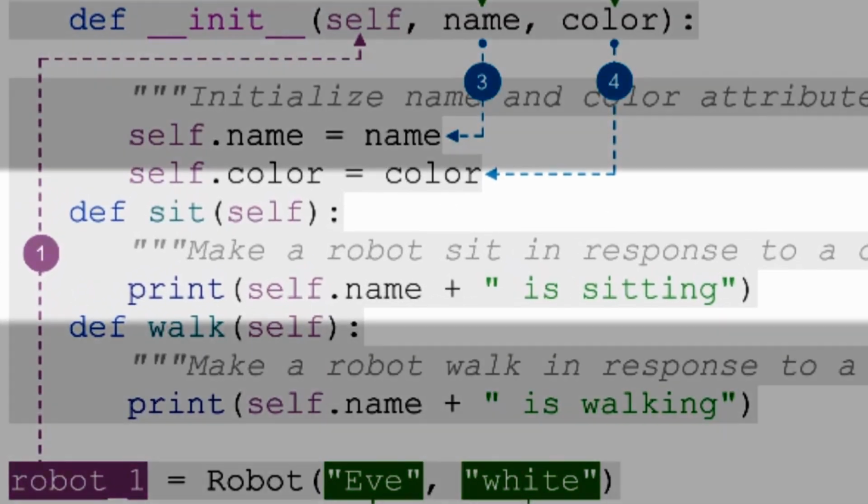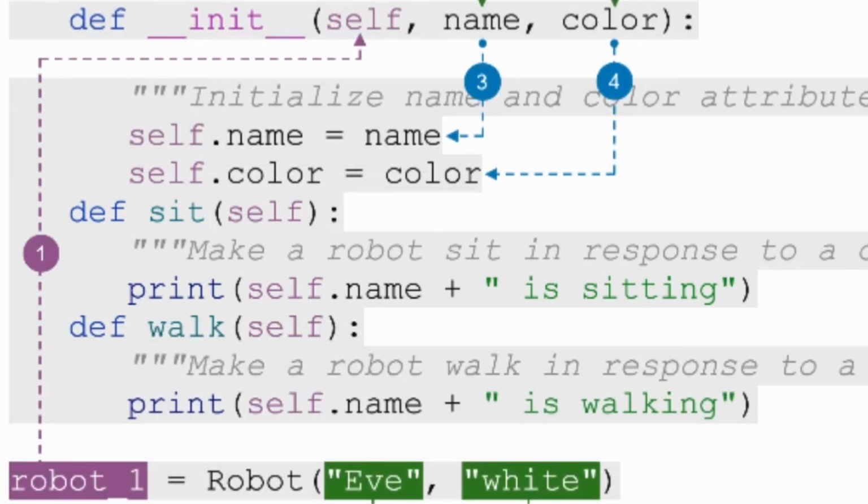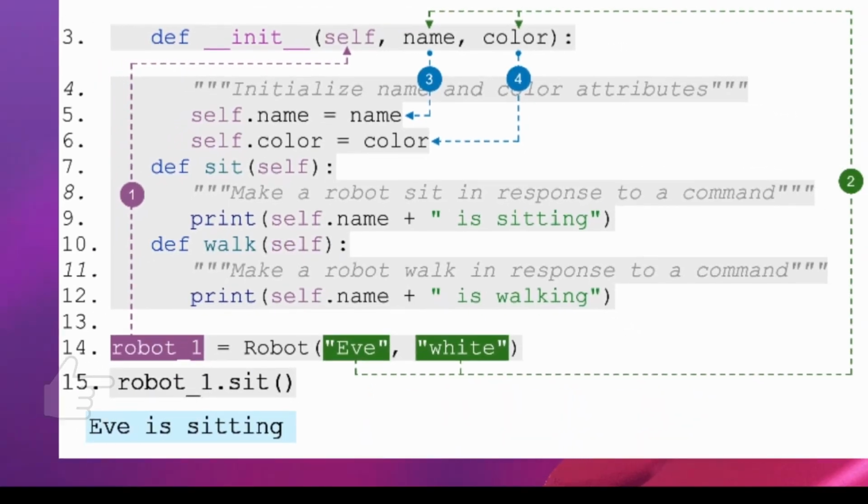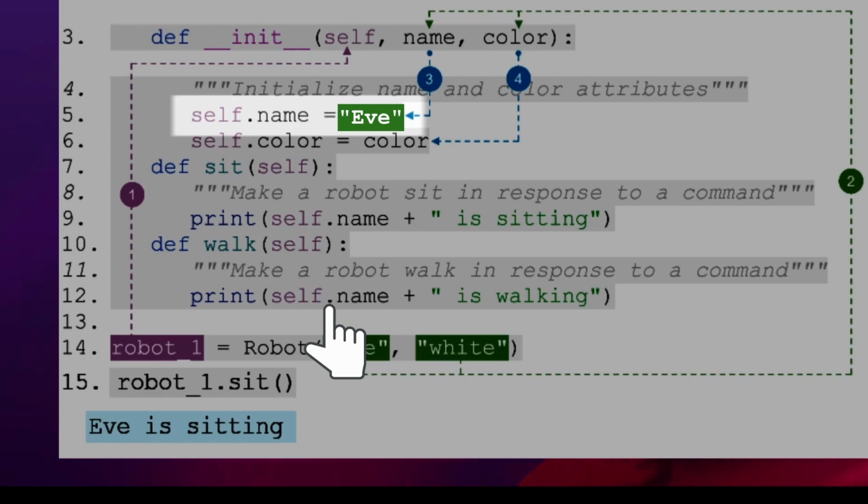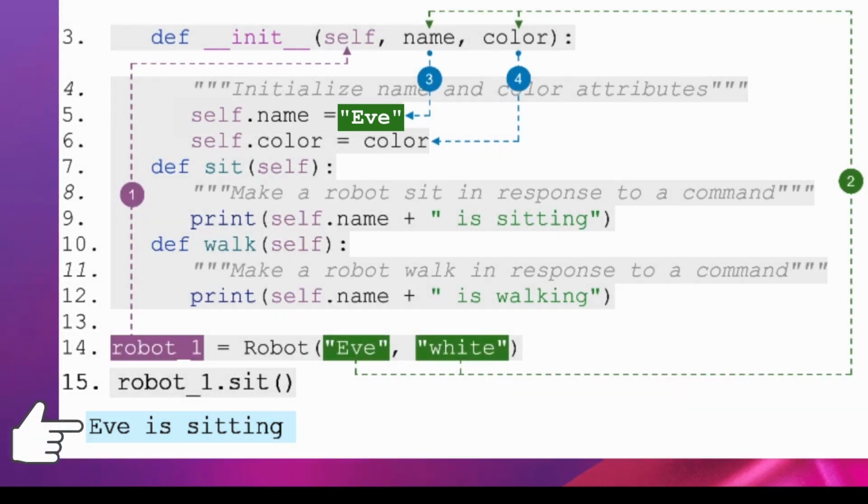Revisiting what this method does, it simply prints the self.name attribute concatenated with another string. Since we are calling the method on the object in robot_1, to which we assigned the name Eve during its creation, the self.name attribute returns the name of this specific object, which is Eve. As a result, the method performs its intended print operation, as shown in the output.